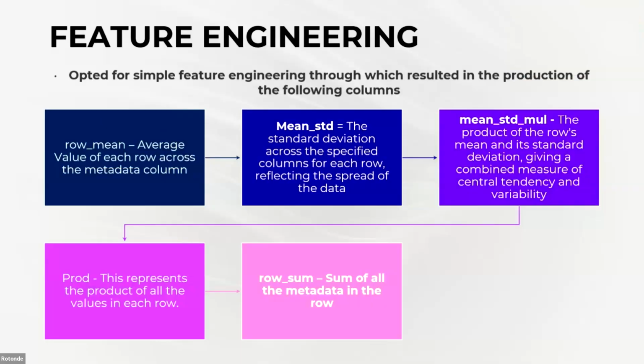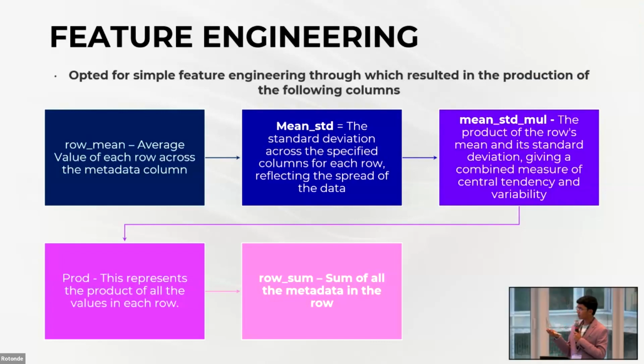So there were 5 features that I created, really simple features that improved the performance of the model a little bit. These weren't the main part of my solution, but regardless, they were good to have. So the first one was really simple, row mean, just the average of the row as a metadata column, and then the standard deviation, row STD, reflecting the spread of the data, and then I multiplied the product of the row's mean and the standard deviation. This was something that I really have no idea why it worked, but it just worked.